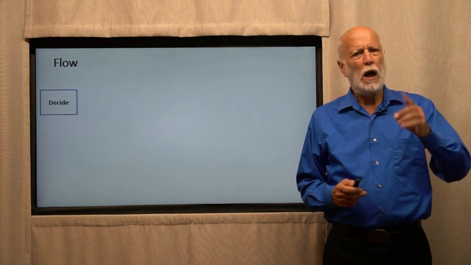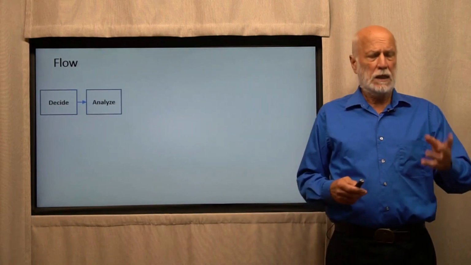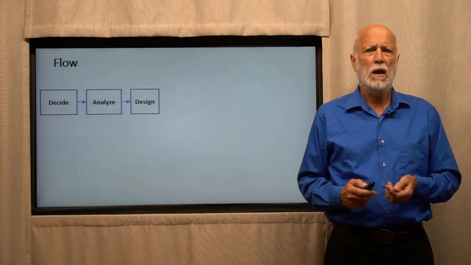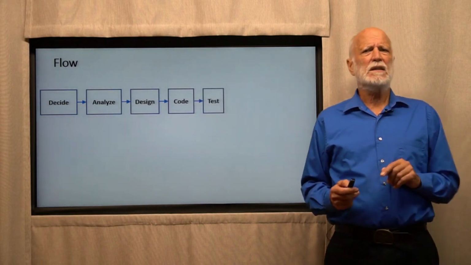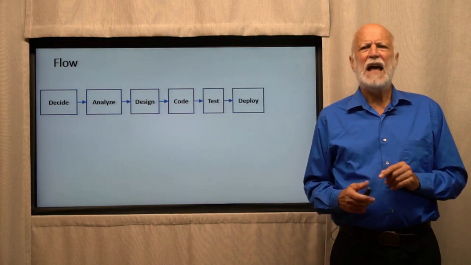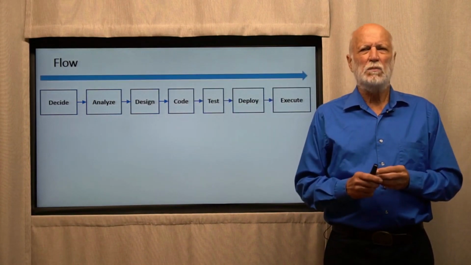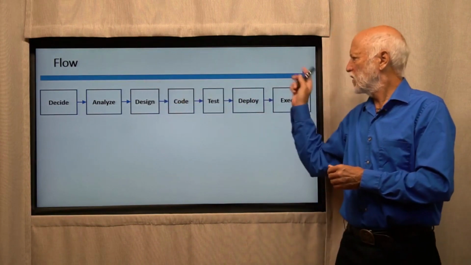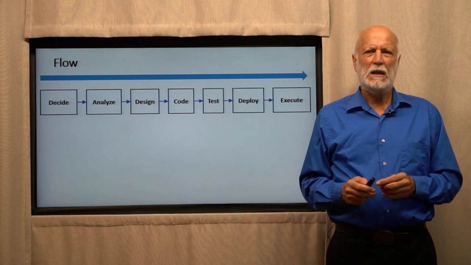And what happens with our flow in this model? Well, we decide we're going to do something. We analyze that requirement, be it either a simple story or something larger. We do a little design, some code, some test, deploy it, and finally execute it in production. And we get a flow. And that flows our business value from decision out to execution. If it was only that simple.